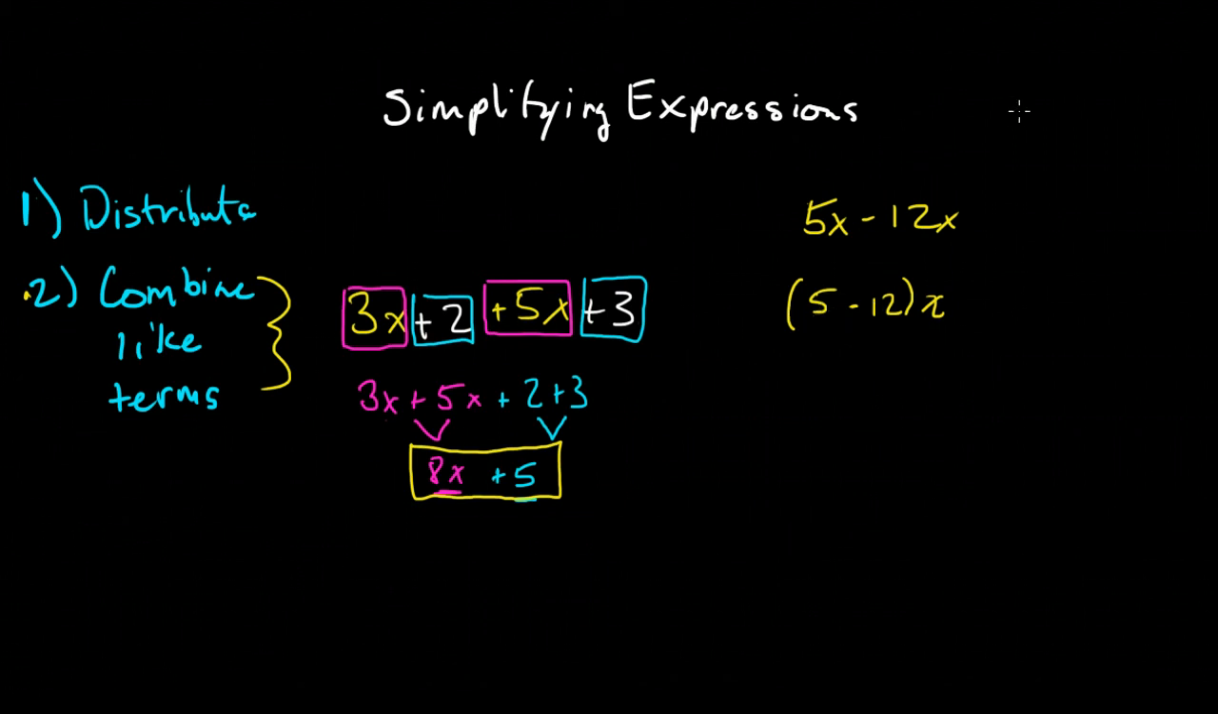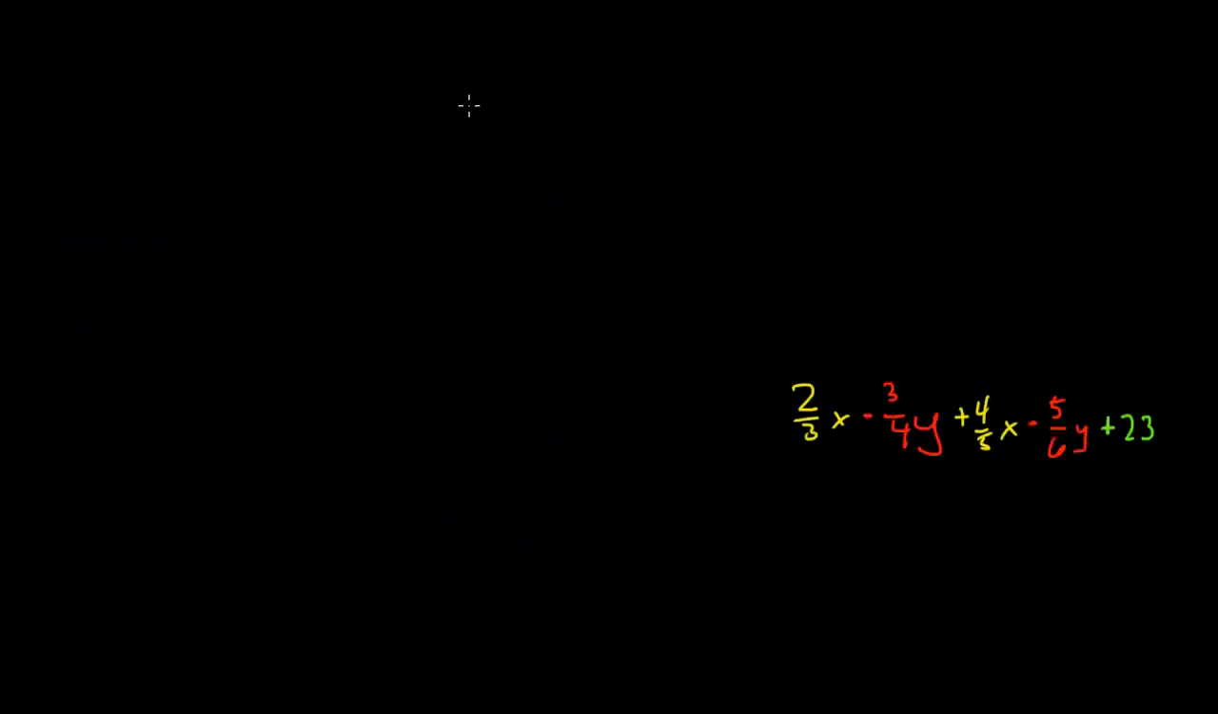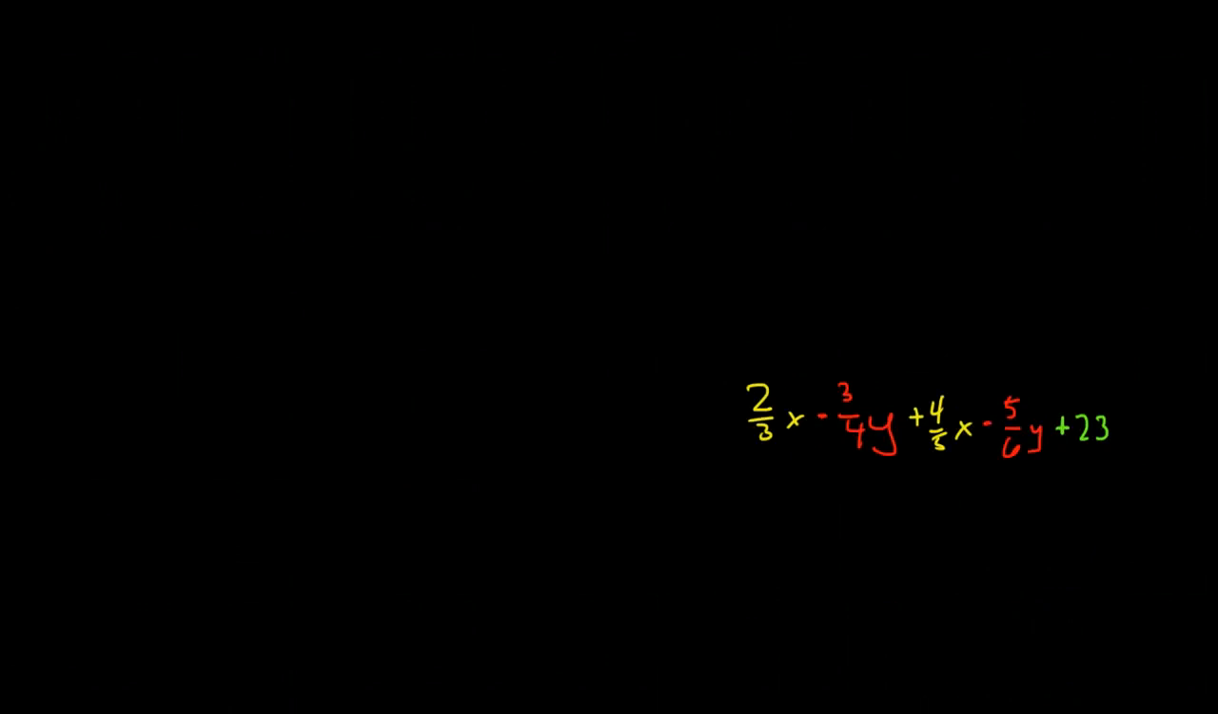Well, 5 minus 12 is, if you take a number line and you start on 5 and you go in that direction 12 times, you're going to end up at negative 7. So we have negative 7 times x, and that's simplified in that case. Let's take a look at some fractions here.